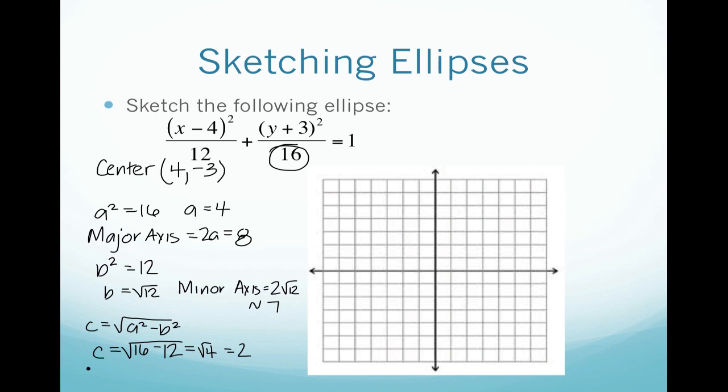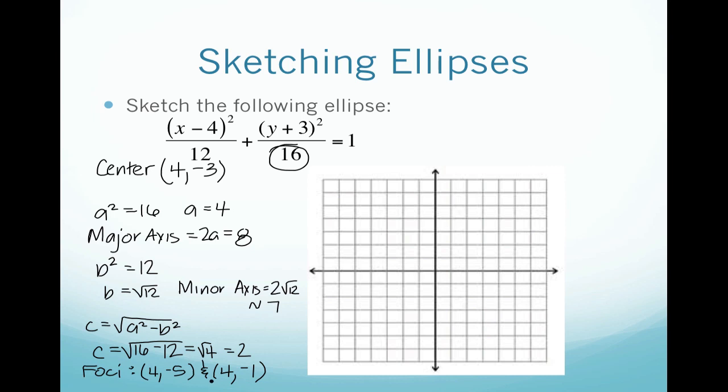So therefore our foci are going to be 2 units away from the center. And since this is a vertical major axis, we're going to add it and subtract it to our y coordinate. So we are going to have the points (4, -3 minus 2), which gives us (4, -5), and we have the point (4, -3 plus 2), which is (4, -1).